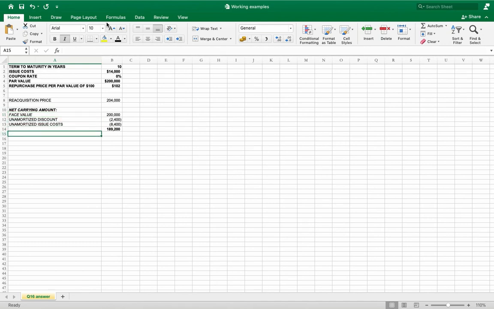Okay, and the difference between these two, net carrying amount minus reacquisition price, so it shows that, let me do it here because I'll name the line. It shows that we have paid 14,800 more than its net carrying amount. That means it is a loss because we overpaid the bond while repurchasing it. Okay, loss arising from repurchase of bond. That is it, and its final step here.